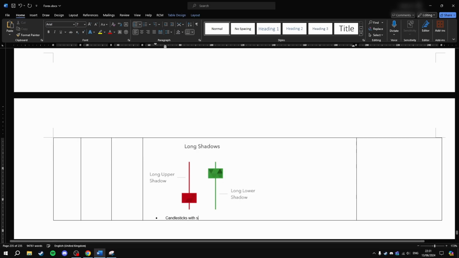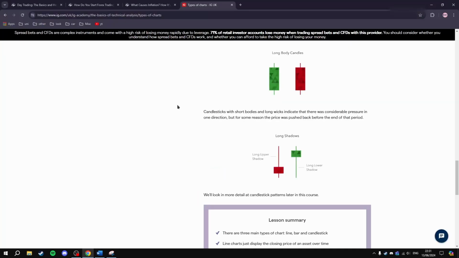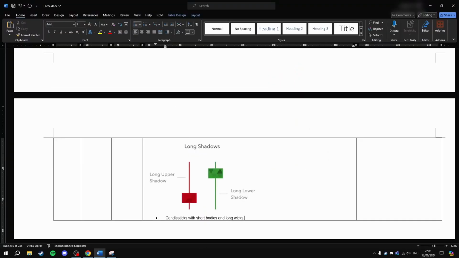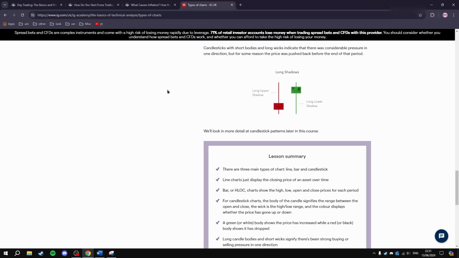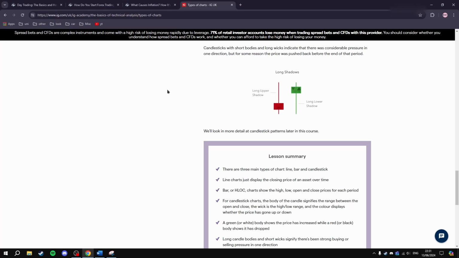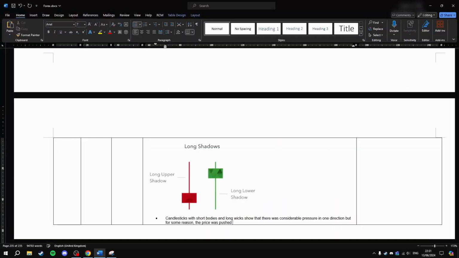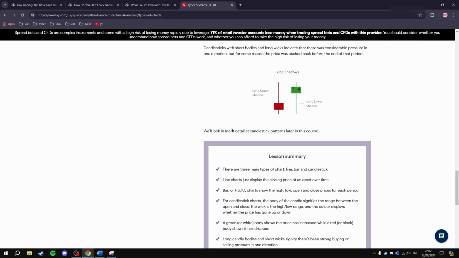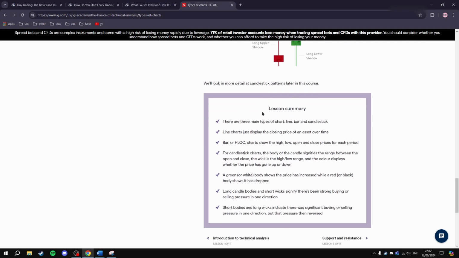Candlesticks with short bodies and long wicks show that there was considerable pressure in one direction, but for some reason the price was pushed back before the end of that period. We'll look in more detail at the candlestick patterns later in this course.